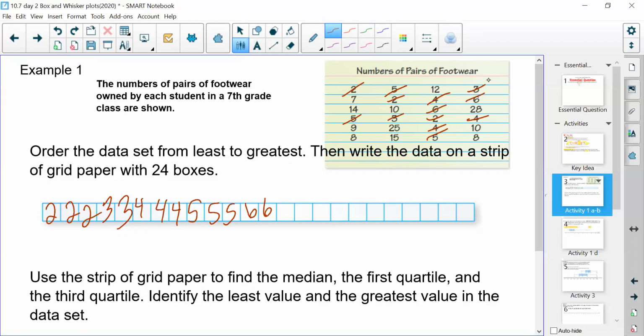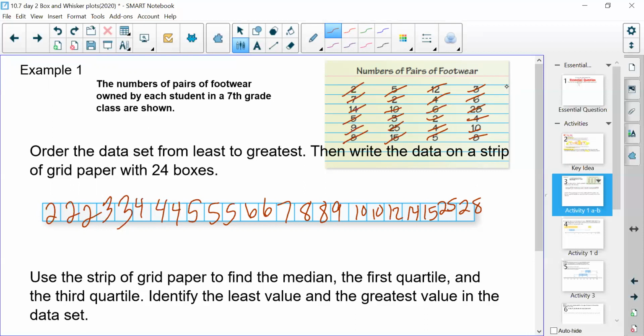Okay, and I have a 7, 2 8s, a 9, a 10, actually 2 10s, and I have a 12, a 14, a 15, and I have a 25, and last I have a 28. Okay, I've got all of my data here. All 24 points are represented.